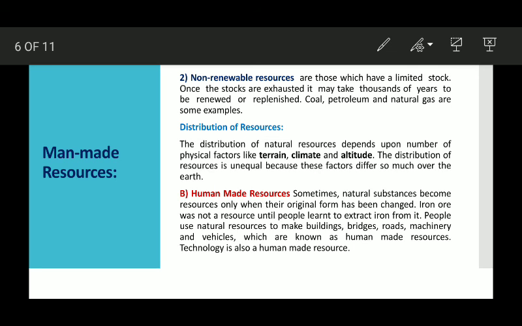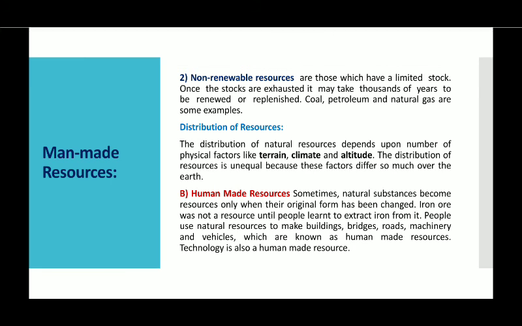Second category is called human-made resources, as already discussed with you, that those resources which are made by human beings are called man-made resources. For example, buildings, bridges, roads, machinery, vehicles, etc. These are being made by human beings by using raw material available in nature. Technology is also a human-made resource. So today we have finished the classification of resources.